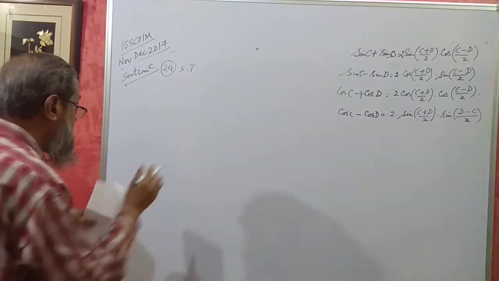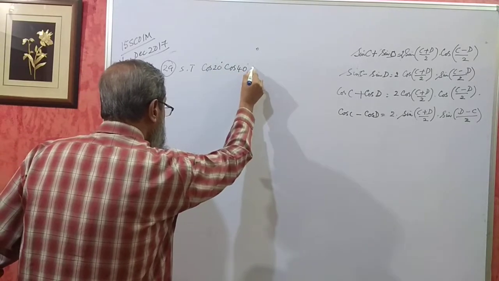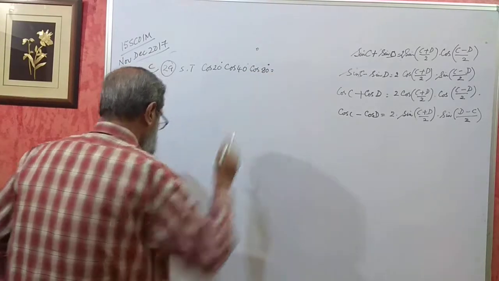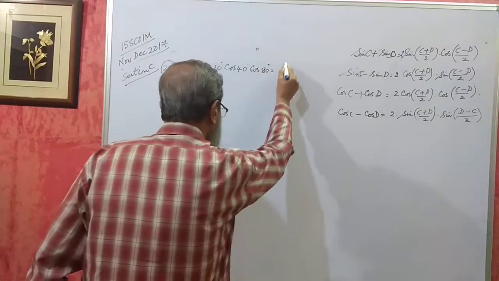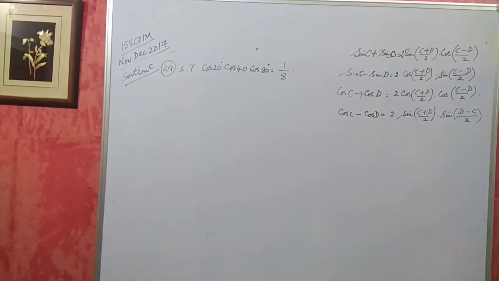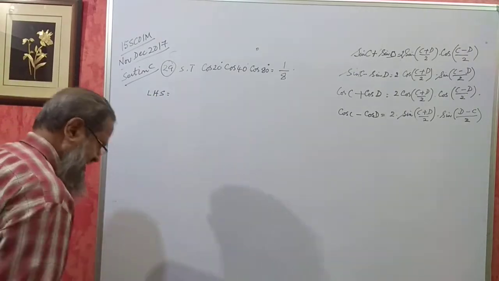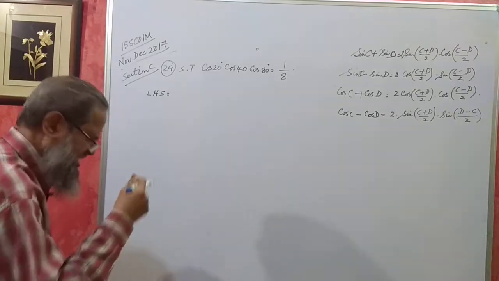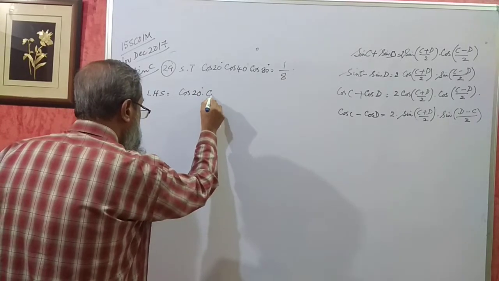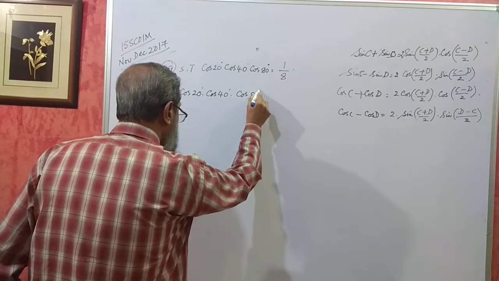cos 20 cos 40 cos 80 degree is equal to 1 by 8. This is the problem, 1 by 8. Now, take the left hand side: cos 20 into cos 40 into cos 80. This is the left hand side.